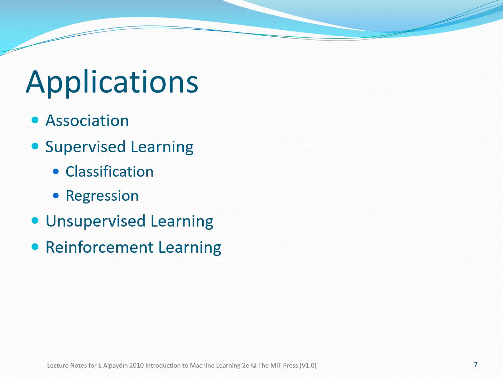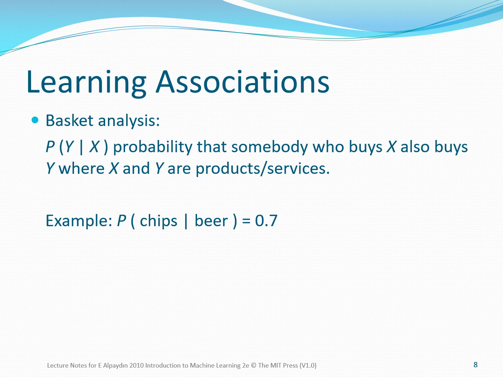There are certain applications of machine learning. Number one, association. Number two, supervised learning, which is further divided into two parts, classification and regression. Then comes unsupervised learning, and the last one, reinforcement learning. Let us now discuss some example applications in more detail to gain more insight into the types and uses of machine learning. Moving forwards towards the first one, that's learning associations.